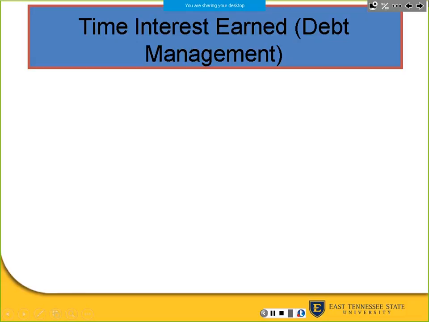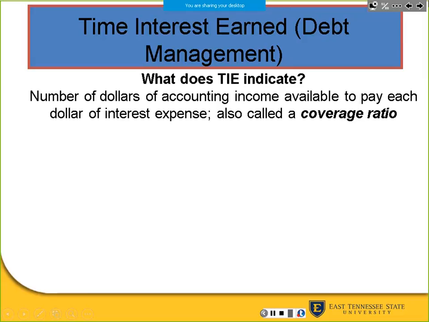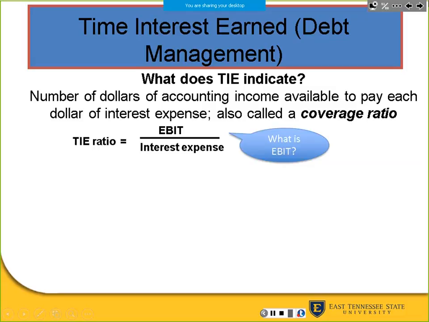Times earned interest, or times interest earned. The TIE is going to be called the coverage ratio, is what you may hear it called sometimes. But we're looking here at the number of dollars of accounting income that's available to pay each dollar of interest expense that we have. So here we're honing in solely on the interest expense in terms of our ability to pay off that expense. So we're going to be looking at something called the EBIT, or sometimes it's called the EBITDA.